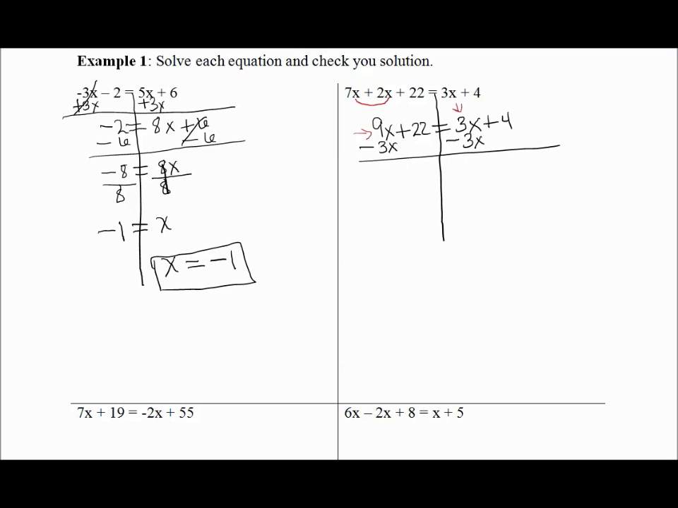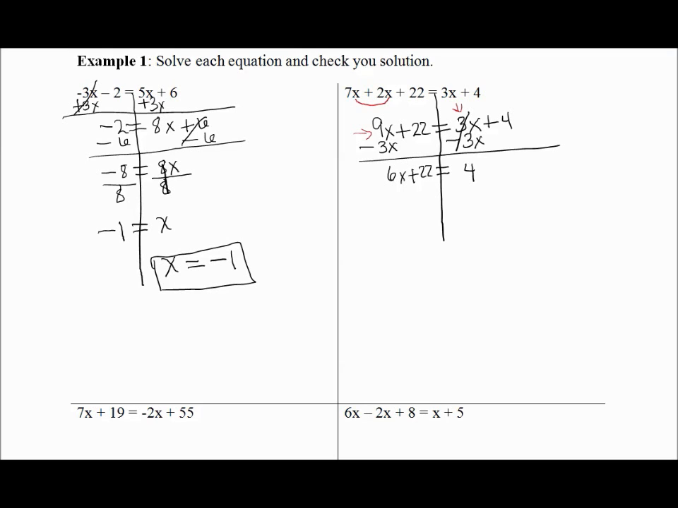So 9x minus 3x will give me 6x, and I'll bring down everything else that I have left. 3's cancel out on the right, bring down the 4. Now I'm left with a simple two-step equation. You know how to solve these. You just keep simplifying until you get it down to a two-step equation, and then you finish the problem.